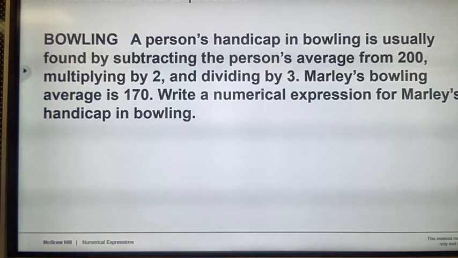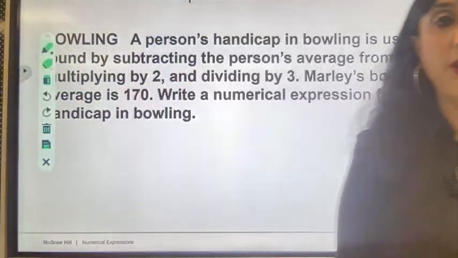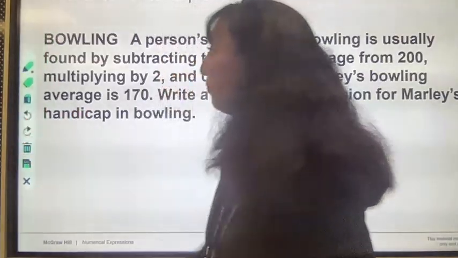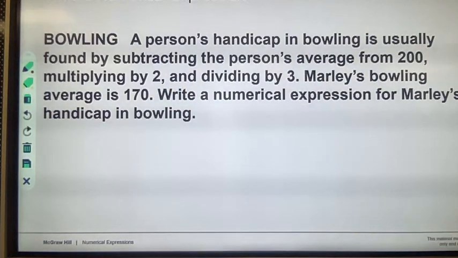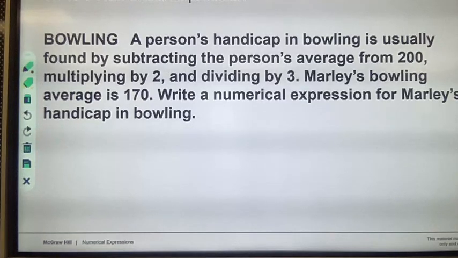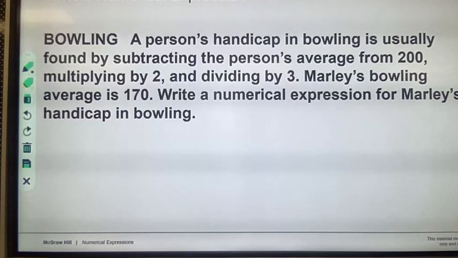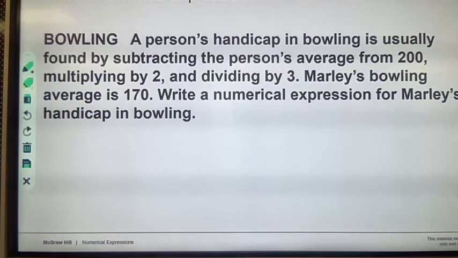And let's start talking about numerical expressions when I have the word format. Here we go. So writing a numerical expression, bowling. A person's handicap in bowling is usually found by subtracting the person's average from 200, multiplying by 2 and dividing by 3. Marley's bowling average is 170. We're going to write a numerical expression for Marley's handicap in bowling.